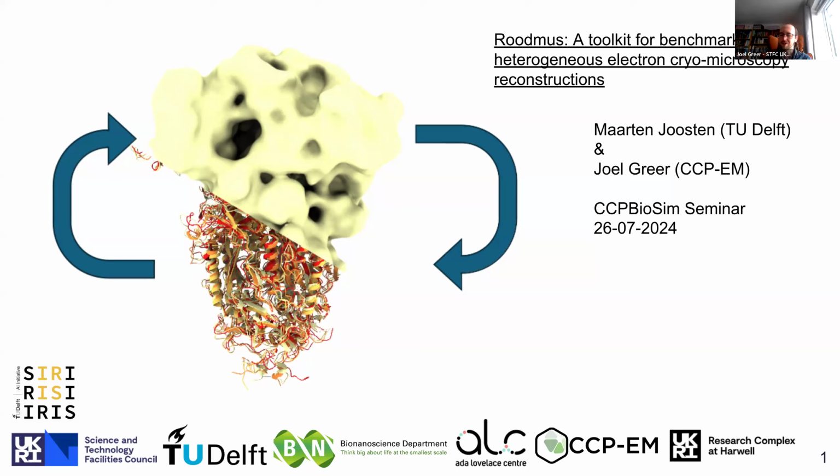First of all, I'd like to thank Sarah Harris and Sarah Fegan for inviting Martin and I to speak about our work today. As Sarah mentioned, Martin and I have been equally collaborating on Roodmus, which is a toolkit that we've been working on for analysing heterogeneous reconstruction techniques applied to electron cryomicroscopy data. I'm afraid Martin has been unable to join us today due to some unforeseen personal circumstances, but he's asked me to go ahead and present his section of the slides in his stead.